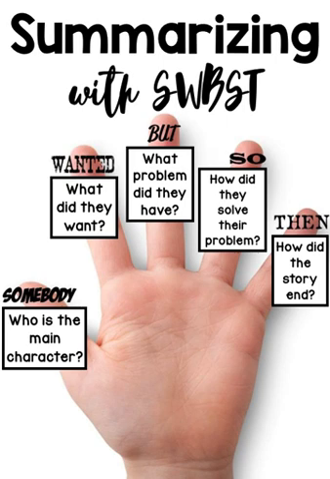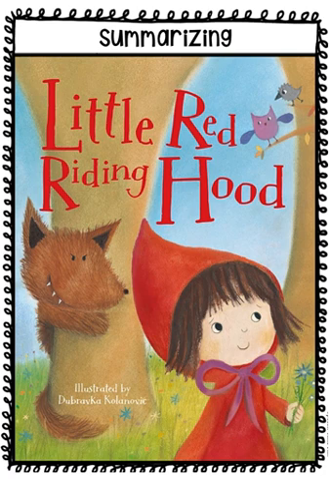So when we were first talking about the SWBST strategy at school, we were using the example of Little Red Riding Hood. And Little Red Riding Hood has been our example story all year when we talked about the story elements: characters, setting, problem, solution, the events in the story. So we keep coming back to Little Red Riding Hood. So let's use the summarizing strategy SWBST to summarize Little Red Riding Hood.